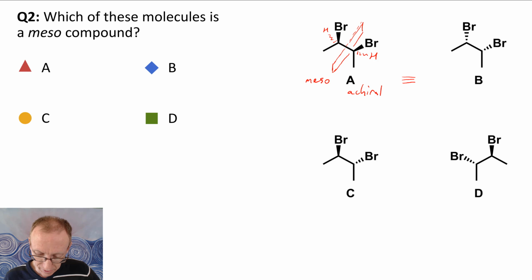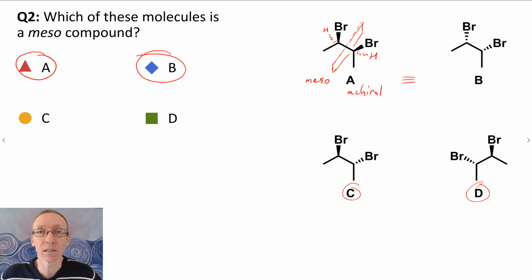Now, we can't do the same with C or D. If we try to draw a mirror plane, no matter how we rotate this molecule, we can't reflect all of one half of the molecule onto the other half. And so the answer to this question is either the red triangle, A, or the blue diamond, B. They're both correct answers to this question.